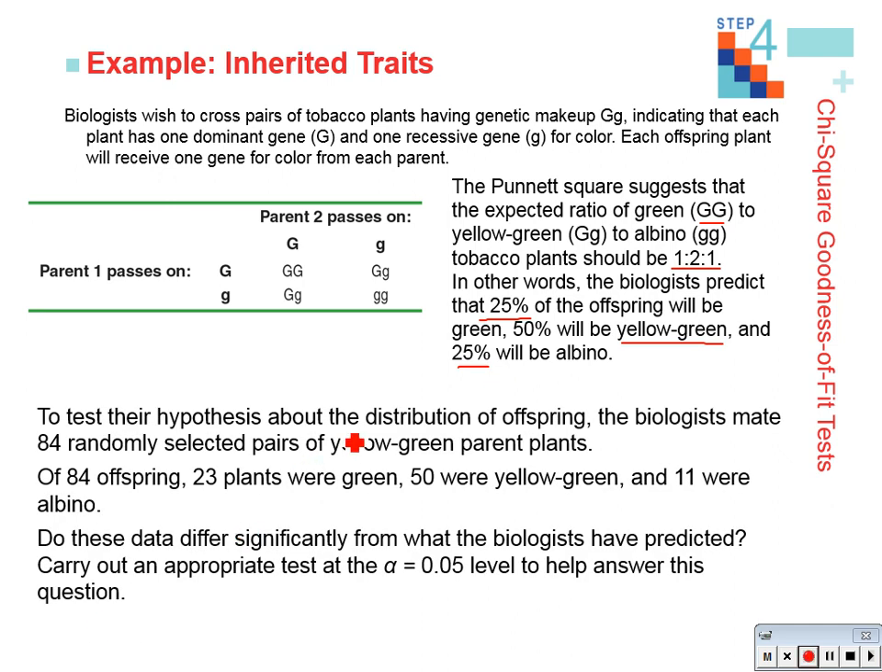So it says, to test their hypothesis about the distribution of offspring, the biologists made 84 randomly selected pairs. Of the 84 offspring, 23 of the plants were green, so here are your observed counts. 50 were yellow-green and 11 were albino. Do these data differ significantly from what the biologists have predicted? Carry out the appropriate test at a 0.05 level to help answer the question.